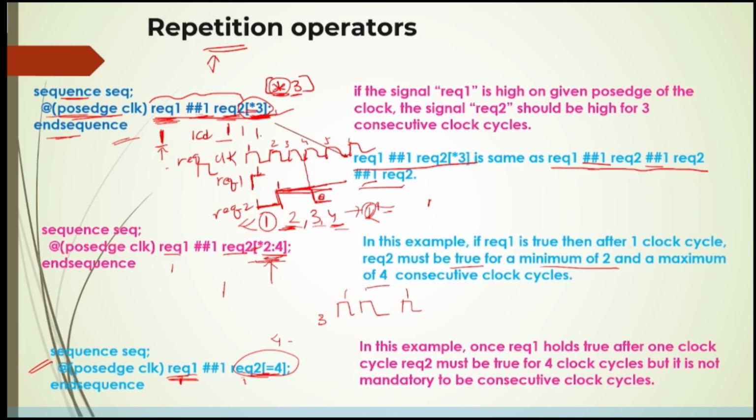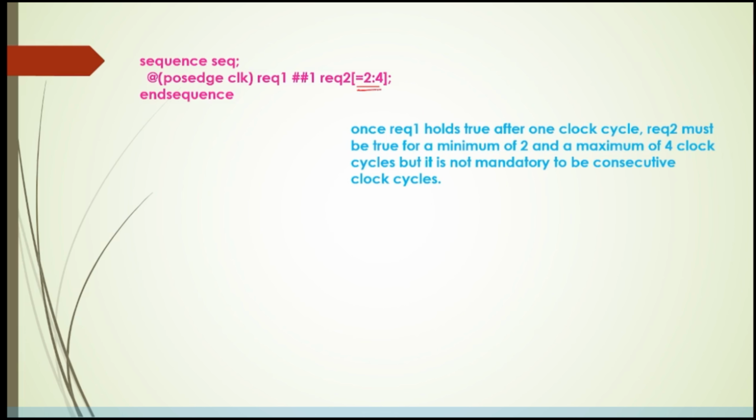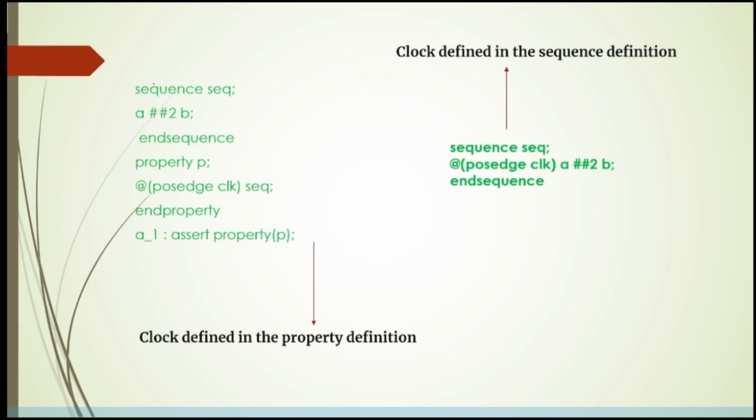Then that means here, if you see, the same signal is high for consecutive clock cycles, either 2 times or 3 times or 4 times, it should be high. Similarly here, if it is equal to, it should be high for 4 clock cycles, but it is not mandatory that they are continuous. Similar thing for this also, within the range. That means it can be high for either 2 clock cycles or 3 clock cycles or 4 clock cycles, but they need not be all consecutive in nature. Clear? So this is how you will be writing the sequence.